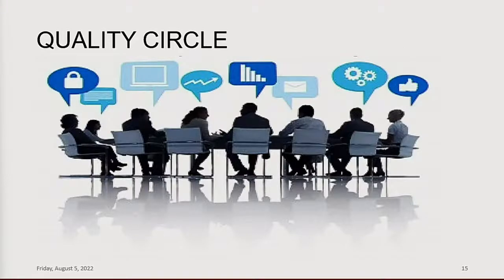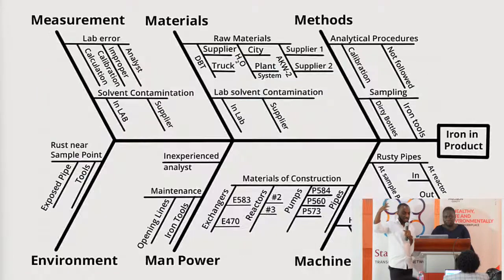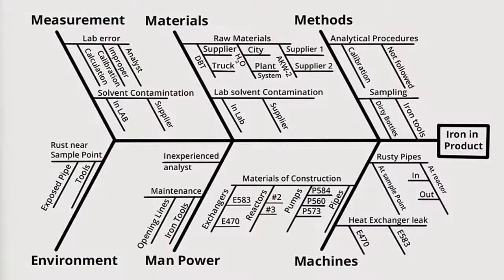So first of all, what we do is to set up our quality circle. The quality circle is made up of key stakeholders within the organization who will brainstorm and come up with what the issues are, which lead to the problem you are having on the market. And we are going to look at a tool, a technique that we'll use in determining what causes the problem, which is the ion in our product.